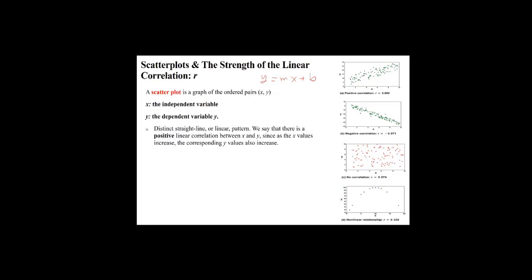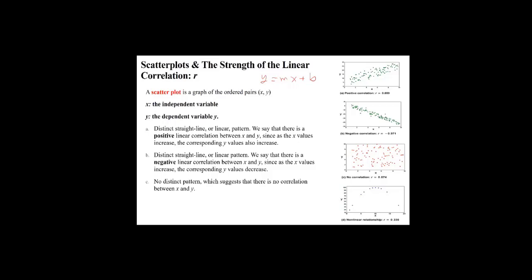Distinct straight line or linear pattern, we say that there is a positive linear correlation between x and y, since as the x values increase, the corresponding y values also increase. Distinct straight line or linear pattern, we say that there is a negative linear correlation between x and y, since as the x values increase, the corresponding y values decrease. No distinct pattern would suggest that there is no correlation between x and y. Finally, a distinct pattern suggesting a correlation between x and y, but the pattern is not that of a straight line.